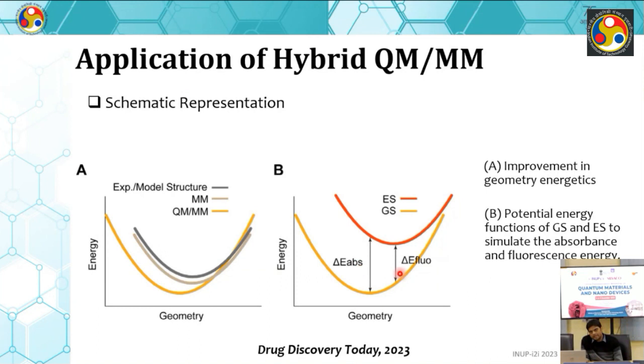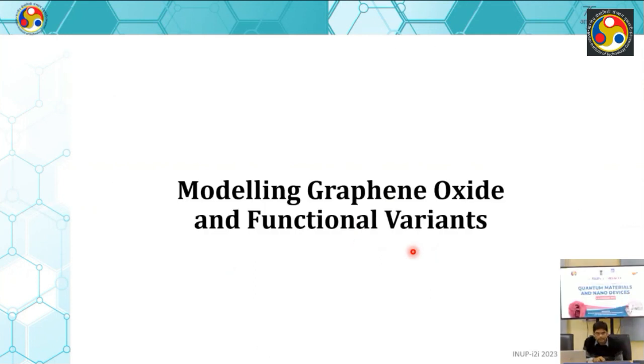It can be described using computational modeling, in particular when we model the ground state and the excited state electronic properties. All right. And now we will see one example of how this phenomenon can be modeled for a material system.